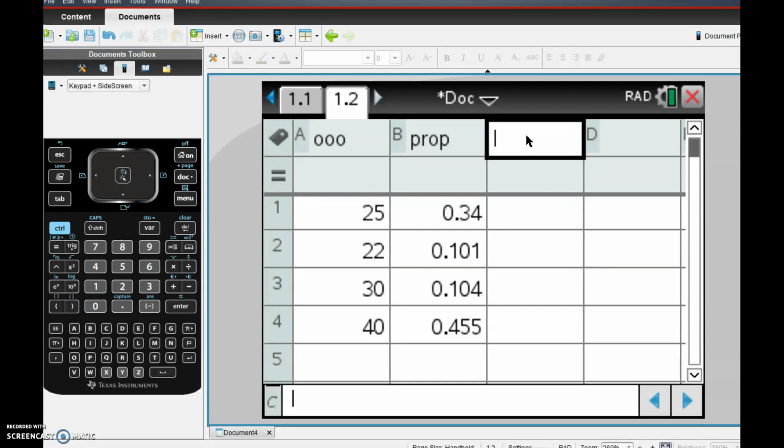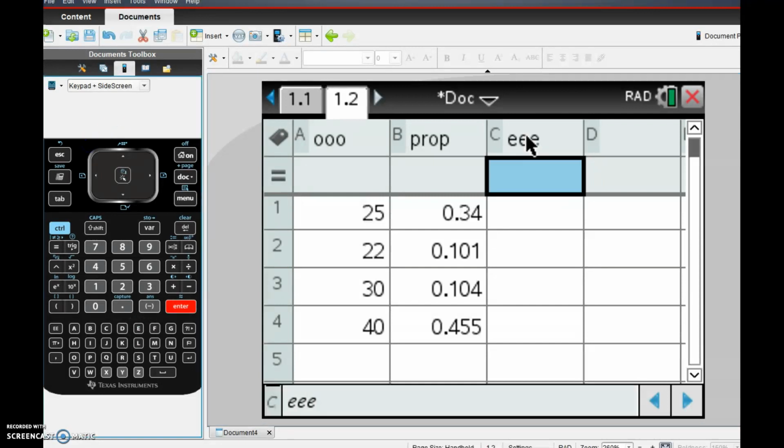To find my expected counts, I simply need to take my sample size here times these proportions. That's going to give me the expected number of moose.